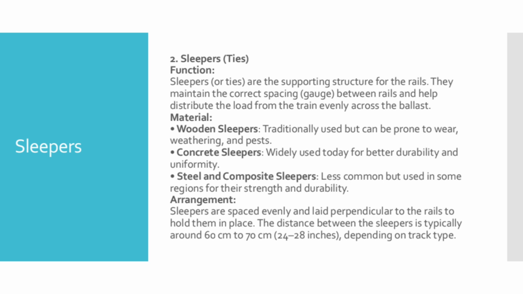Now, the distance between the sleepers is typically around 60 centimeters to 70 centimeters. That is 24 to 28 inches. Now, what is the distance between the sleepers? If we are laying a sleeper, for example, then we need to leave a space of 60 centimeters. Okay, only then we can lay another sleeper, depending on the track type. Okay, so these were the sleepers.